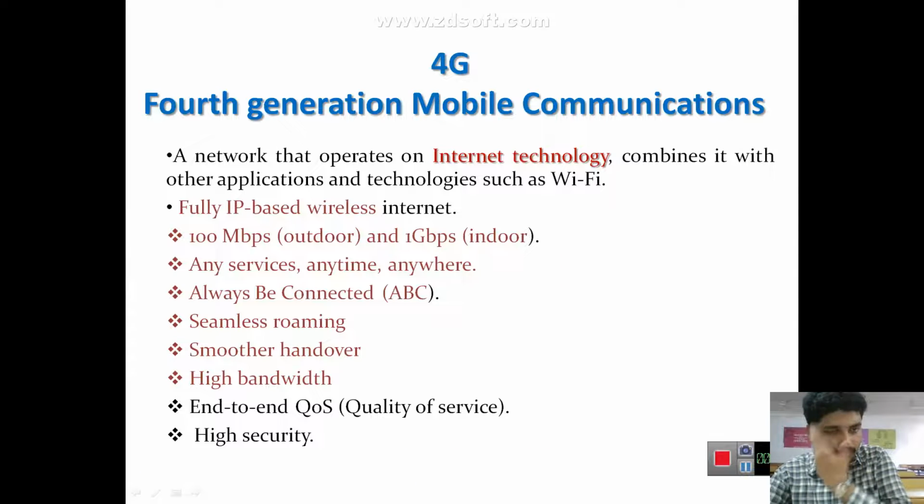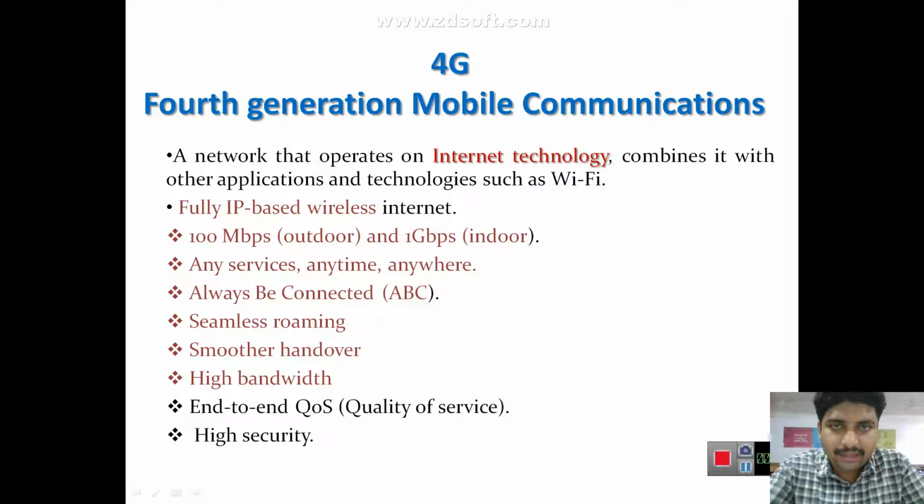Next we are coming to our topic known as 4G. So what does 4G technology basically contain? Fully internet-based services. It supports 100 megabit per second. Then it is always connected, with seamless roaming, smooth handover and high bandwidth. So these are the main advantages of using the 4th generation.